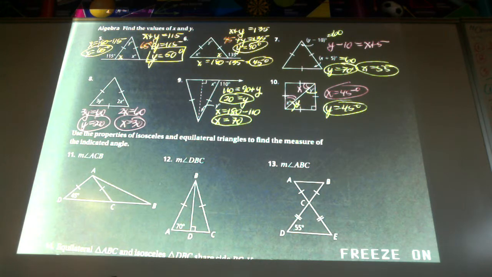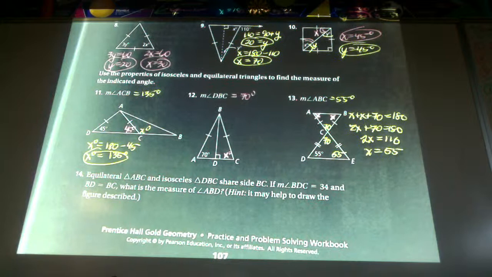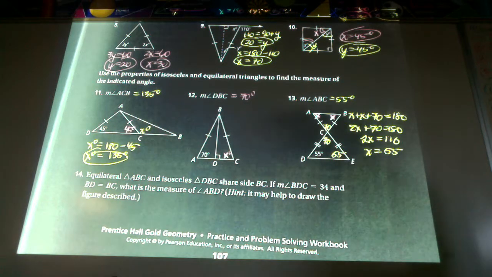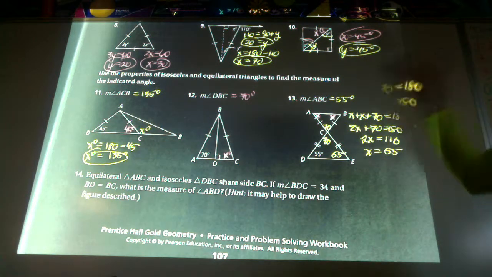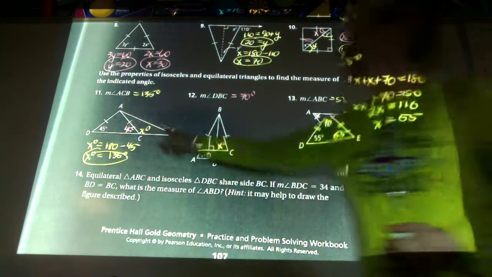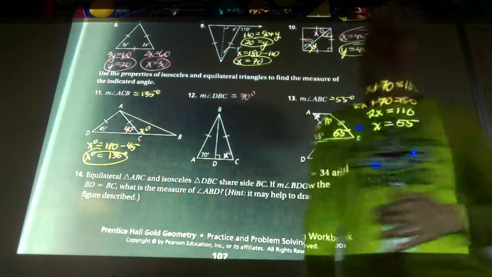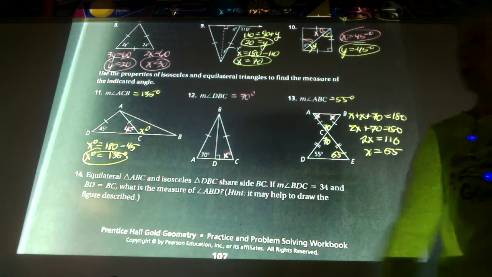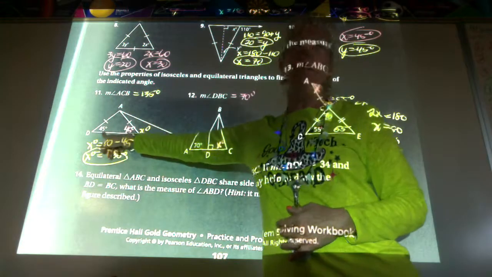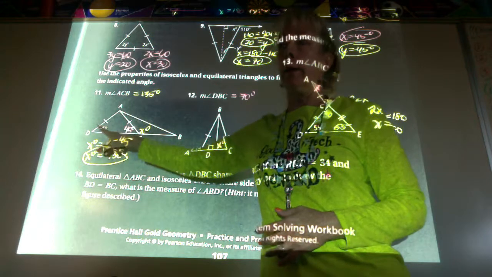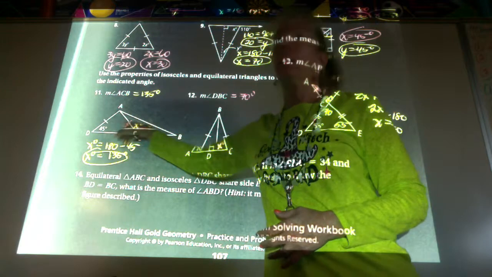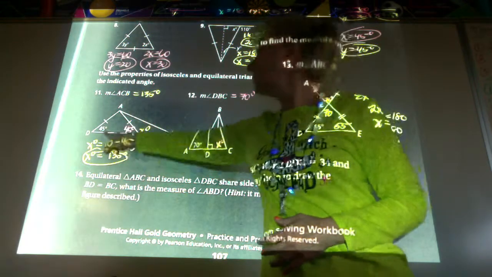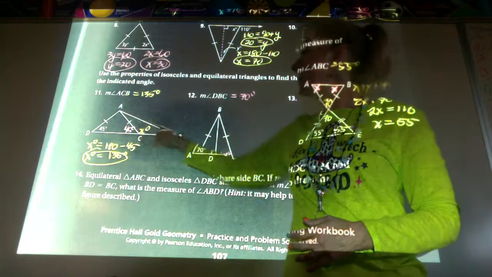All right, so let's talk about these. Okay, so here's my thought pattern on this one. On number 11, the only information you're given is that these two sides are equal and that this is a base angle, because it's across from one of the congruent legs, and it is 45. So you have an isosceles triangle. The angles opposite those congruent sides are congruent, so if that's 45, that's 45. This is the angle you're trying to find.